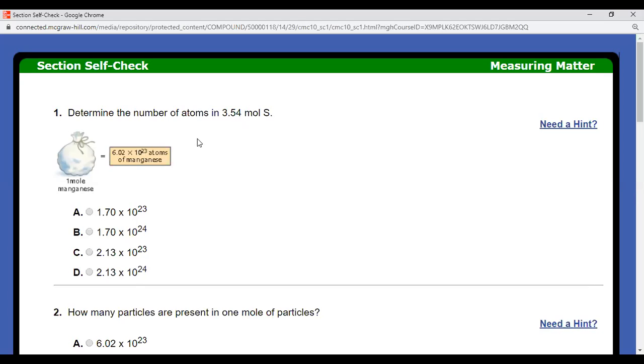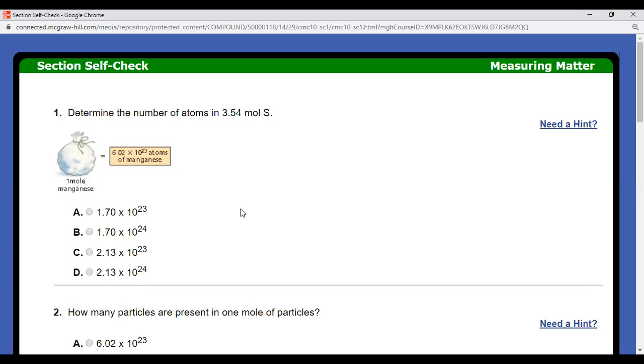3.54 times 6.02 times 10 power 23, which equals what? It doesn't show me the power of 23 on the calculator. Not this, not this, I don't have 23.